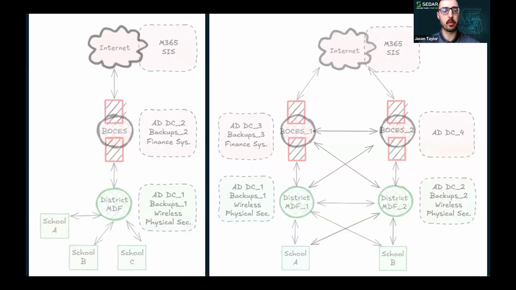On the left, we see this network architecture with 3 different schools that connects to a central MDF, a main distribution frame. You can call that maybe your network operations center or NOC, or maybe your central server room. It's the place in your school district where the broader internet connects to you, just like at home you have a modem. And from that, you would connect to maybe BOCES as your internet service provider.